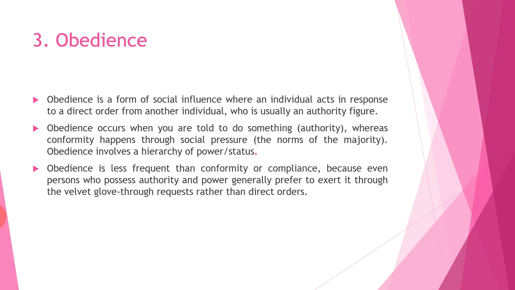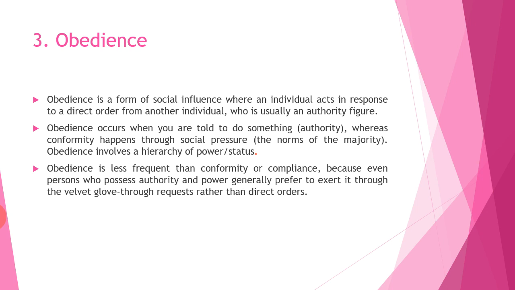Next, the third area of social influence, that is obedience. So we covered the first area, that is conformity. The second area was compliance, and the third area is obedience. So obedience is a form of social influence where an individual acts in response to a direct order from another individual who is usually an authority figure. So the term which we should stress here is order. We are responding to a direct order from another individual who is an authority figure.